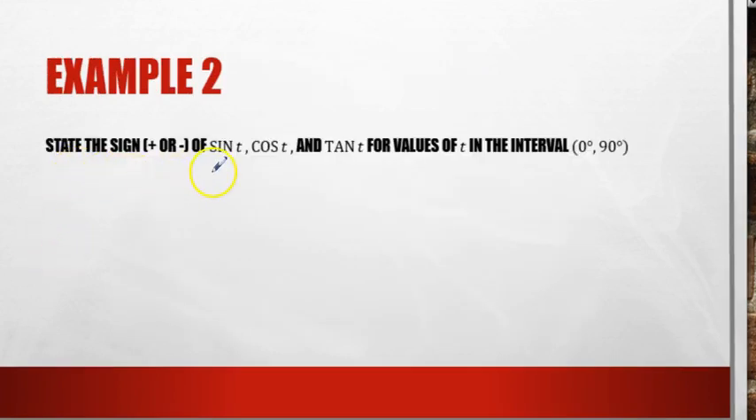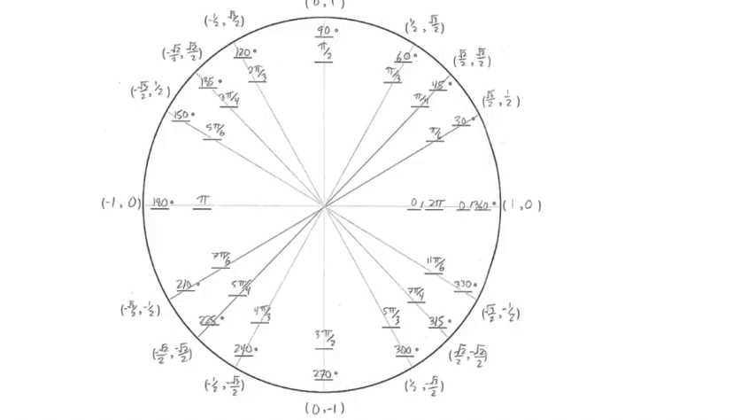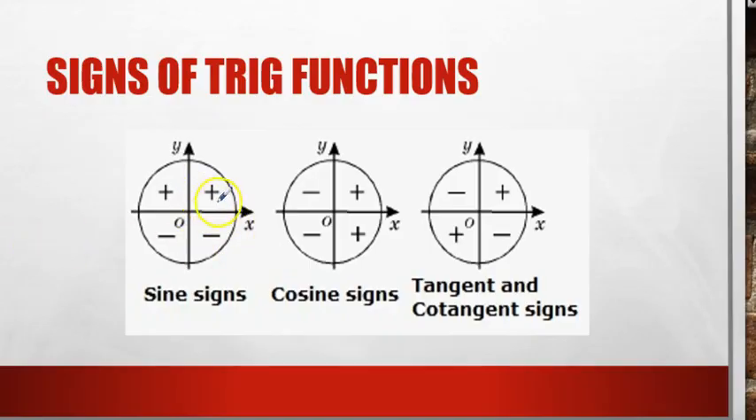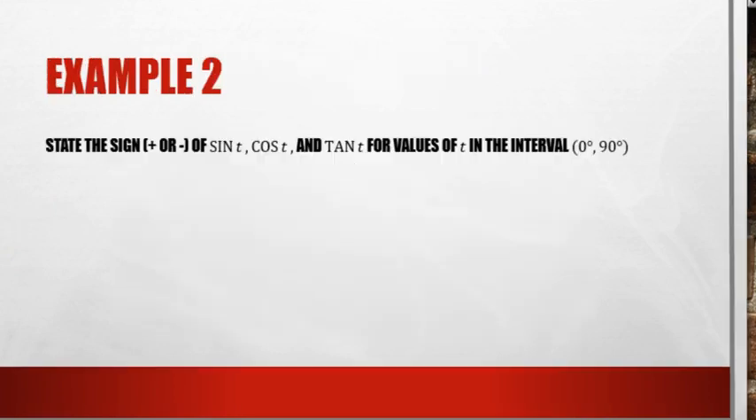So this says state the signs of sine, cosine, and tangent for values of t in the interval from 0 to 90 degrees. So when you're looking at your unit circle, 0 to 90 degrees means they're asking us about this quadrant 1 region, all the angles between 0 and 90, like 30, 45, and 60. So we want to think about quadrant 1, and you can look back at your diagram if you'd like for this. So sine is going to be positive in quadrant 1, cosine is going to be positive, and tangent is going to be positive. The question asked us for those three functions, sine, cosine, and tangent. All three of those are going to be positive.